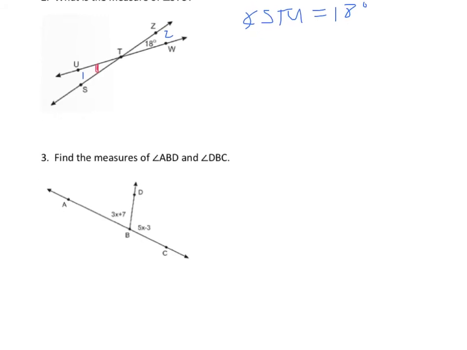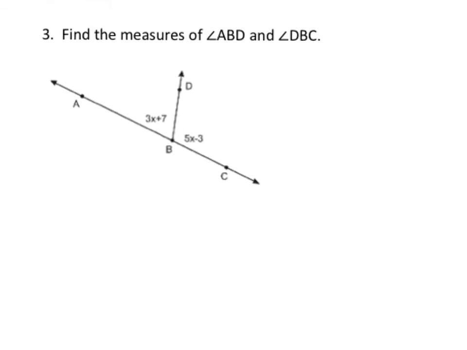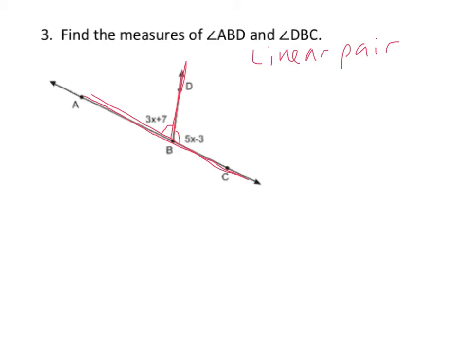Now number 3, blow that up a little bit. Find the measure of ABD, this angle, and DBC, this angle. Now notice that they share a side, which means they're adjacent. They form a straight line, which means that the pair is a linear pair. And by what we just learned, a linear pair are two angles that make a straight line. And a straight line is equal to 180 degrees.